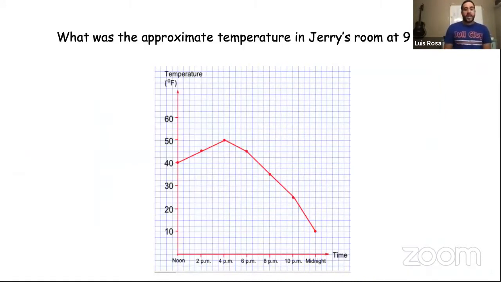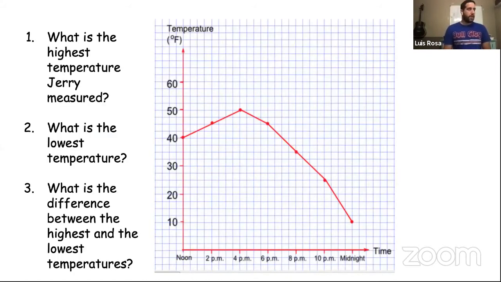In your class, you're going to answer the following questions. What was the approximate temperature in Jerry's room at 9 p.m.? Pause the video and discuss with your class. What was the highest temperature Jerry measured? What is the lowest temperature? What is the difference between the highest and the lowest temperature? Go ahead and pause the video and discuss these questions with your class, please.